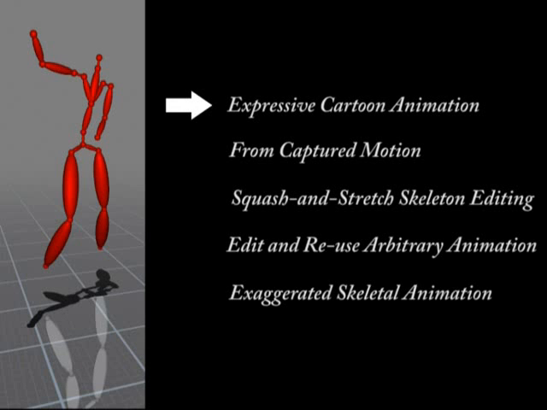Generation of expressive cartoon animation from captured mocap is a challenging task. It can also be noticed that squash and stretch is easier to realize in traditional animation than in computer-generated animation. In this paper, we describe a new and simple approach allowing animators to edit and reuse arbitrary animation with real-time control to produce exaggerated skeleton-based character animation.